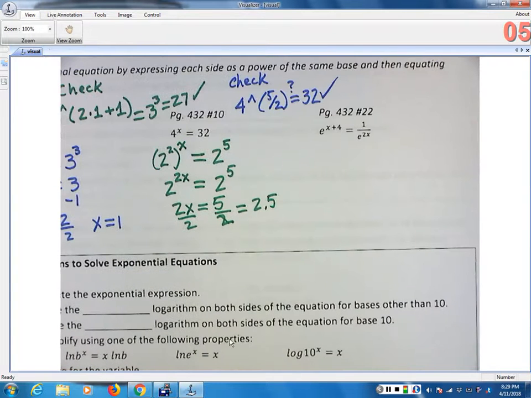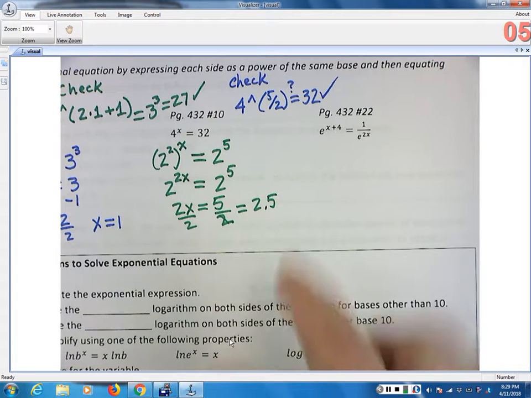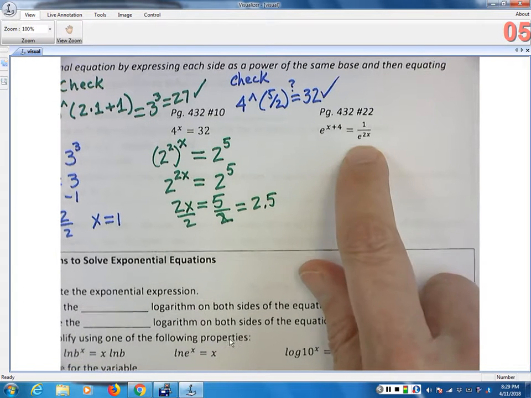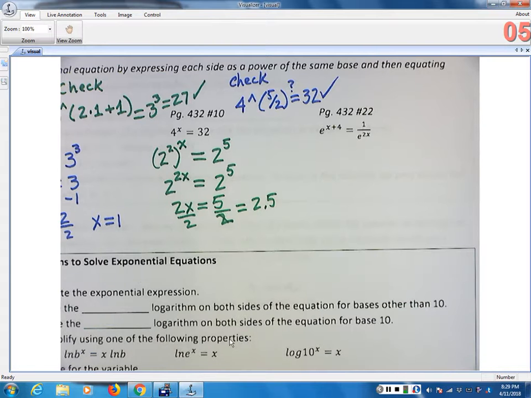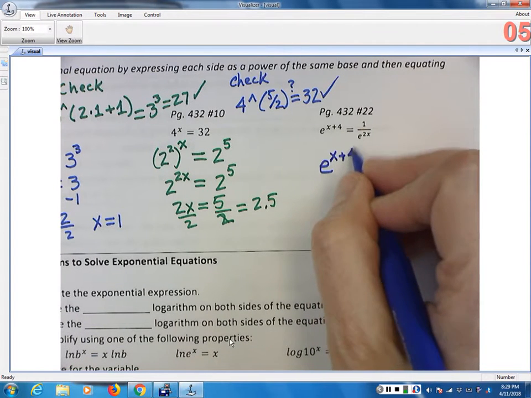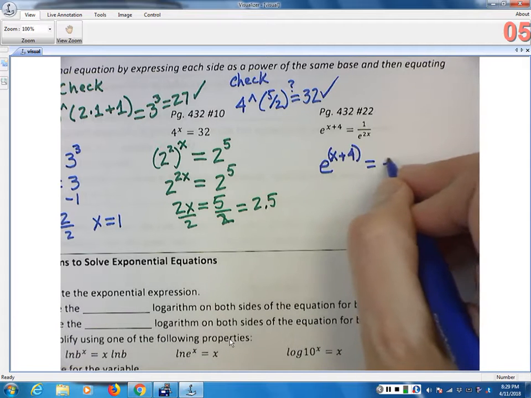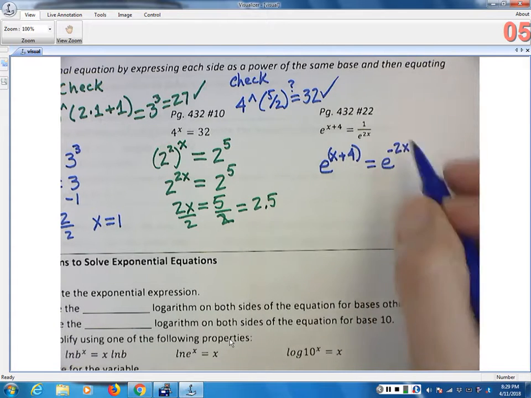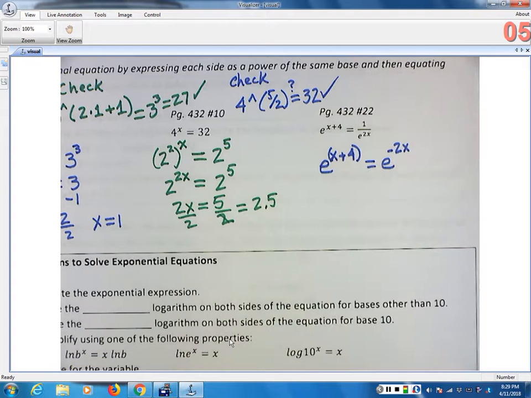All right, next one. Got to remember about negative exponents. We have a base e over here. Can we rewrite 1 over e to the 2x as e to the something? So, yes. e to the x plus 4 then will equal e to the negative 2x. Remember, if you have 1 over something, you can bring it up like we did with 1 over 6, which became 6 to the negative 1. The negative exponents.